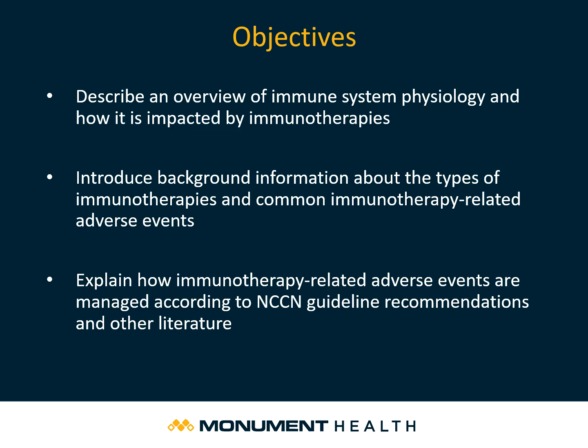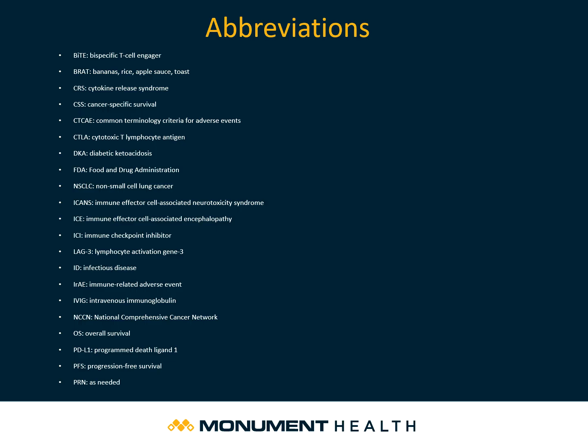For the objectives of the presentation, I will begin with a review of immune system function, how cancer cells evade immune detection, and the mechanism of action for immunotherapies. Then outline the various classes of immunotherapy currently in use. Finally, there will be an explanation of how immunotherapy-related adverse events are managed according to NCCN guideline recommendations and other literature. Shown on this slide are abbreviations that will be used throughout this presentation.